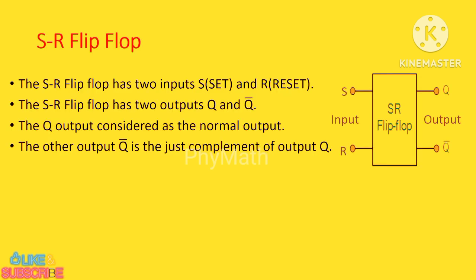Now what is SR flip-flop? Now for SR flip-flop there are total number of two inputs, that is S and R. Now S is also called as an set input and R is also called as an reset input. That's why this type of flip-flop is also called as an set reset flip-flop. Now SR flip-flop has two outputs, that is Q and Q bar. The Q output considered as a normal output and the other output, that is Q bar, is just a complement of Q.